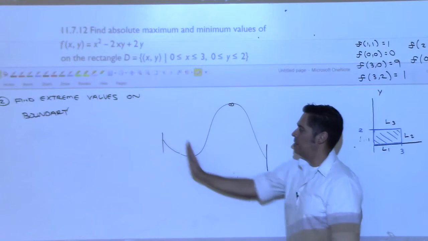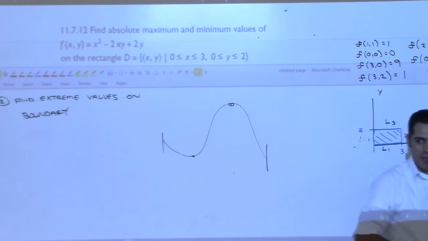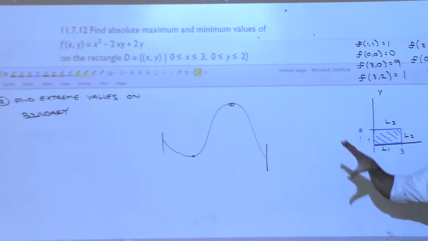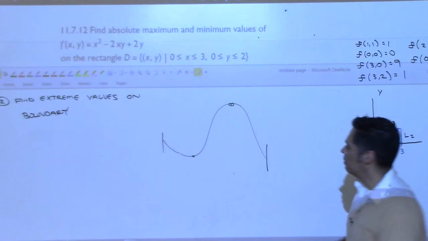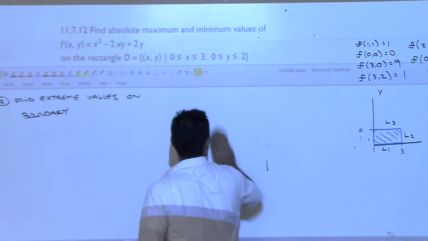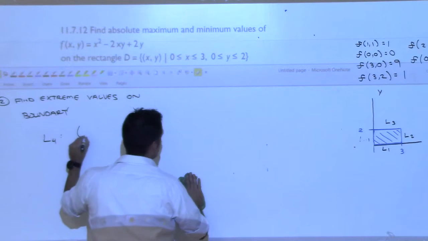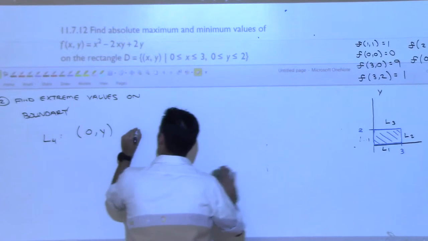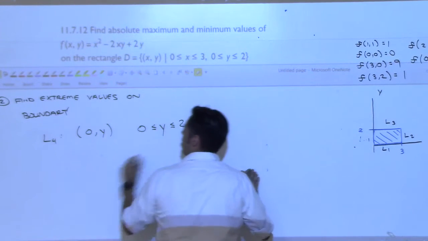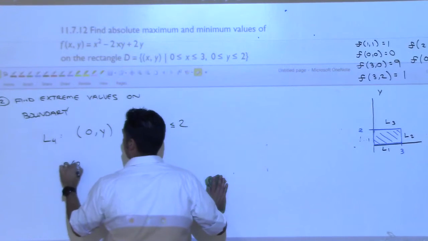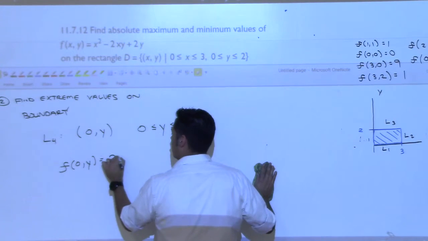Now the second step is equivalent to just doing the endpoints, but now we got to go around the whole boundary. So we've got the inside covered. The inside's the easy part. The outside's the hard part. All right, L4. Let's see how fast I can do this. L4 has to look like 0, y, right? Y is between 0 and 2. So all my points plugged in there is just 2y. That's a line.